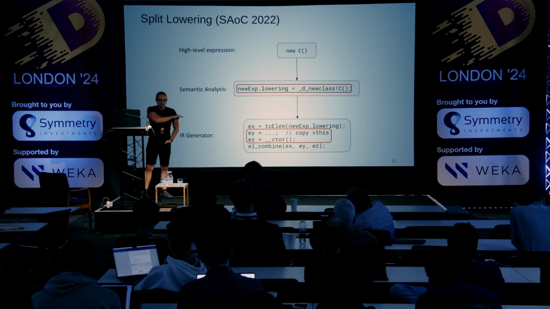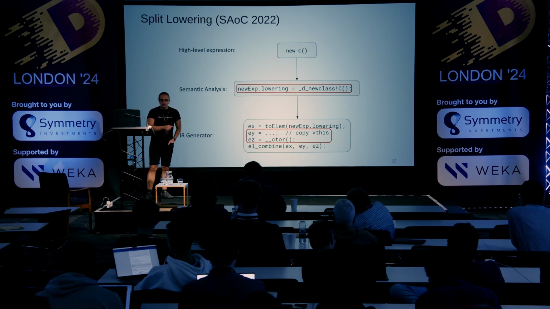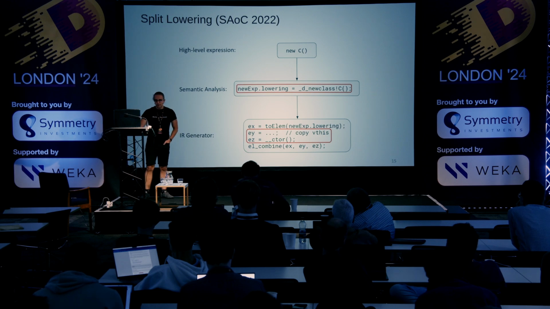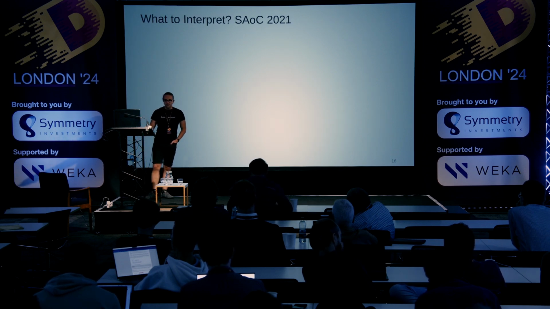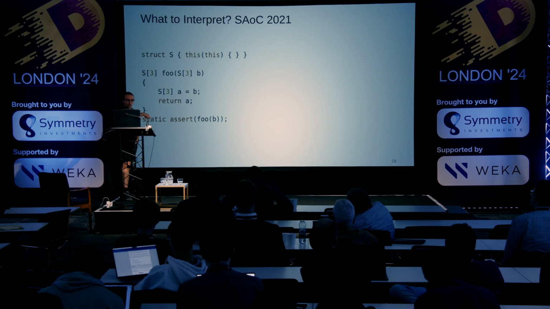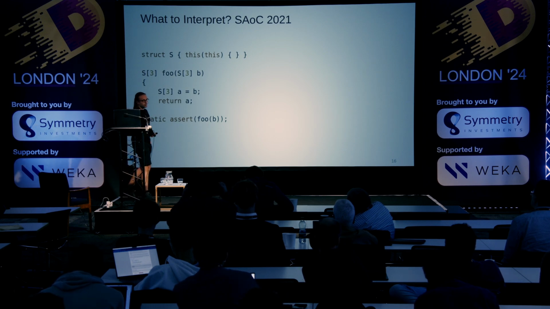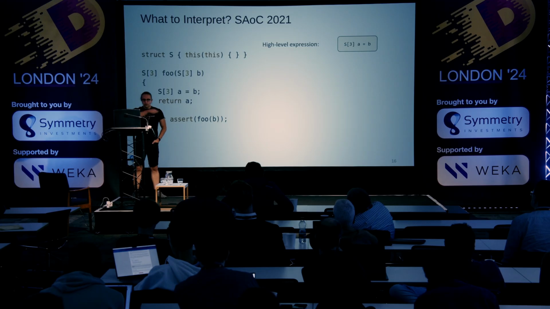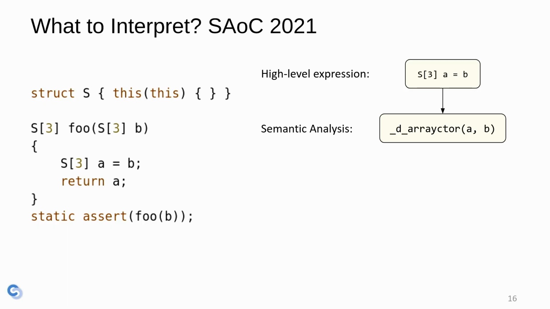In my first symmetry order of code, everything was done in the semantic phase. And this added some extra problems with CTFE. So when you interpret code, let's go over another example here, which just creates array A as a copy of array B. Notice that S has a postblit, so you'd need some sort of elaborate copying. You can't just memcopy it. And we have this static assert at the end to make sure that we have to run this foo function at compile time. Okay, so the high-level expression is the same as the one on the left, and the hook for this job is the array constructor.